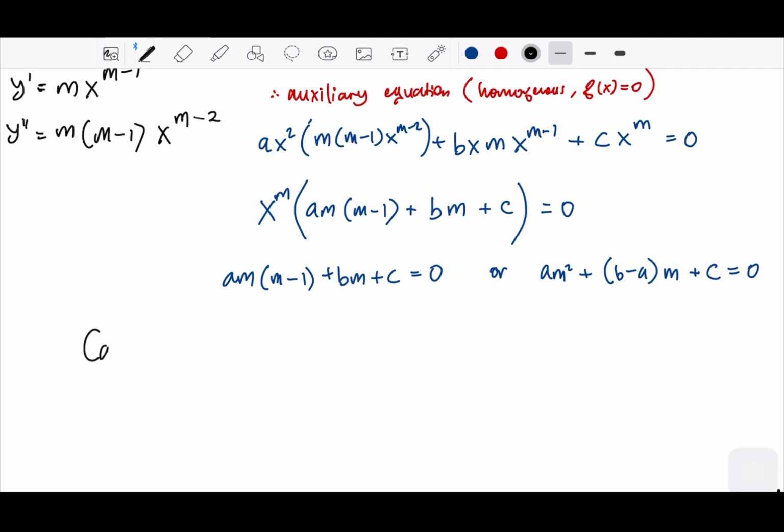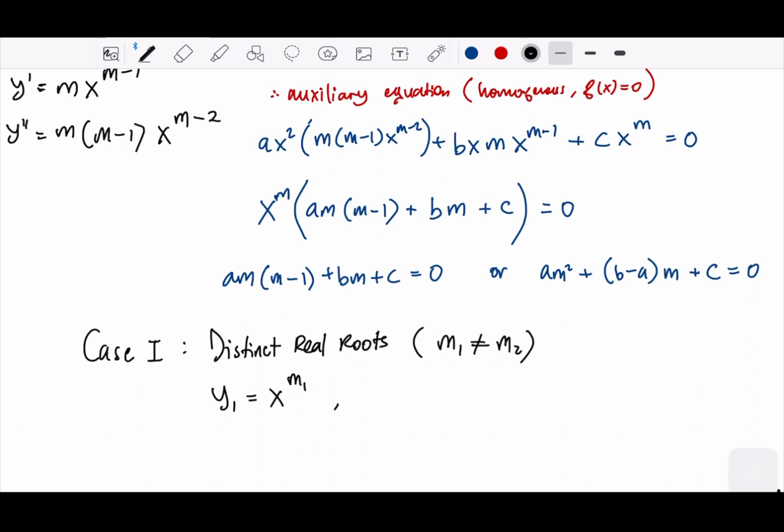So case 1, we have distinct real roots. Let's say we have m1 is not equal to m2. So our y1 is x with power of m1, and y2 is x with power of m2.